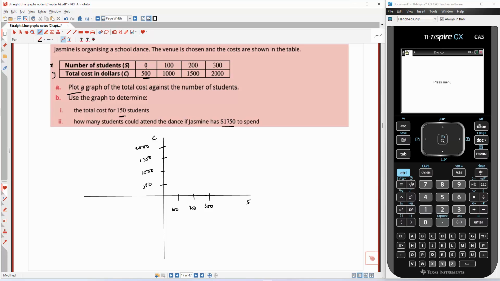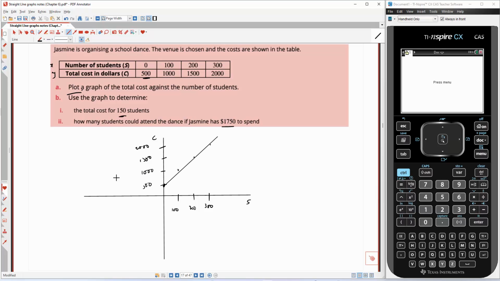Okay, so when the number of students is 0, the total cost is $500. That's there. 100 is 1,000, 200 is 1,500, and 300 is 2,000. We can see that we've just got a linear relationship there. All right, so let's join up the dots.